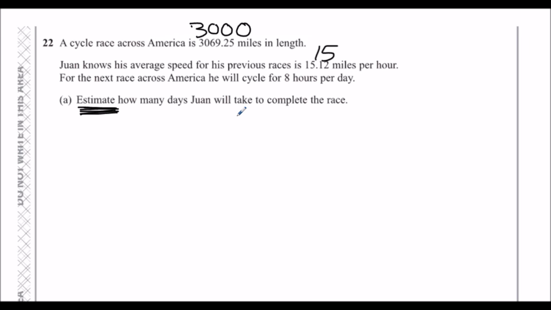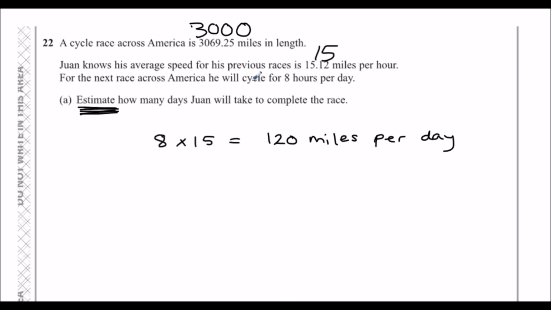Estimate how many days it will take one to complete the race. So 8 hours per day, doing 15 miles per hour. So 8 hours at 15 miles per hour. 8 times 15 is, well, 8 times 10 is 80. 8 times 5 is 40. So it's 120 miles per day. He's going to do 120 miles per day.